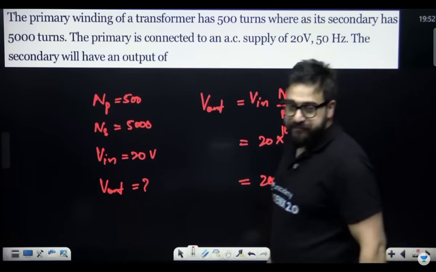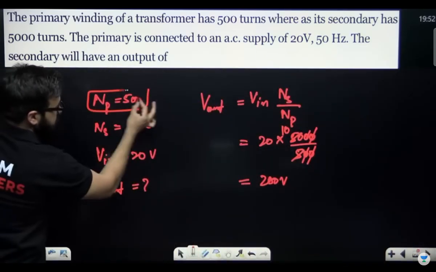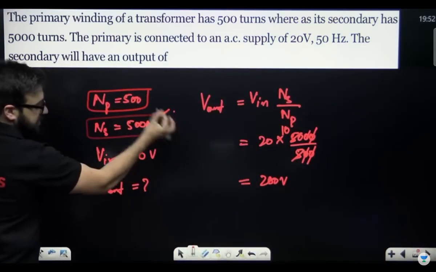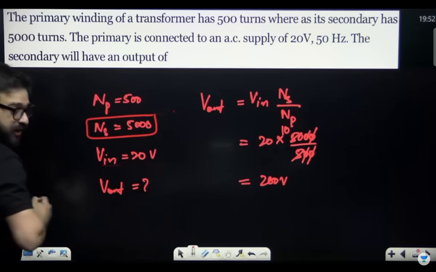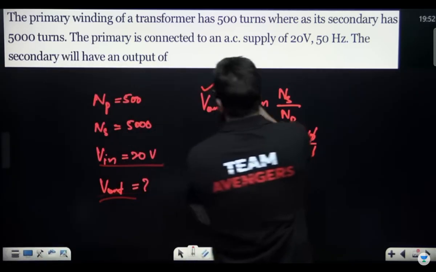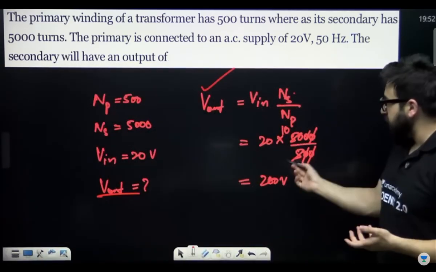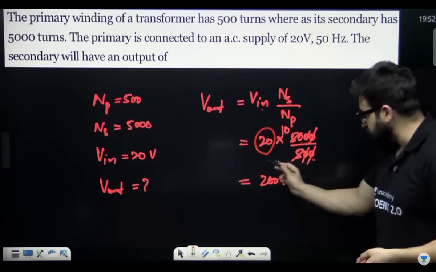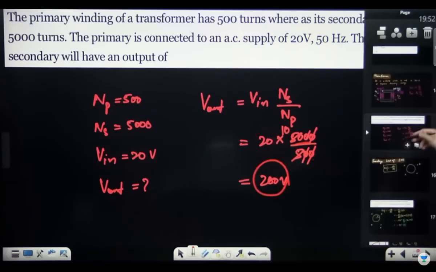Now this is a question. In this question, number of turns in primary coil is given as 500. Number of turns in secondary coil is given as 5,000. Input voltage is given as 20. You are supposed to find the output voltage. Output voltage of the transformer is simply V input Ns divided by Np. Just put the values. This is 20 into 5,000 divided by 500. It will come out to be 200 volts. I hope this is crystal clear.